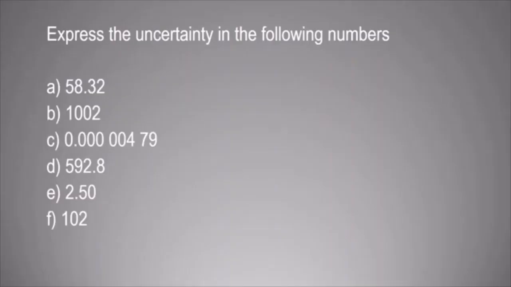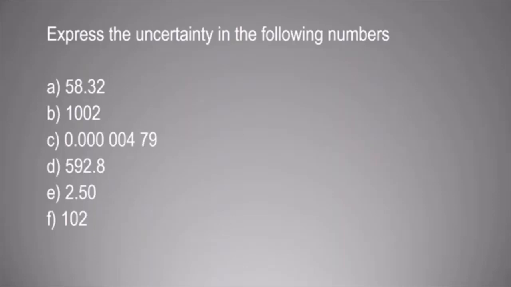In this slide, we have many examples, and let's see how to express uncertainty in these numbers. Okay, so the first example that I have is 58.32. So in this example, the last digit is the hundredths place. So to show uncertainty here, it will be plus minus 0.01. I have 1 in the last digit and zeros for the rest of the digits. The second example, the last digit is ones column. So uncertainty here will be plus minus 1.